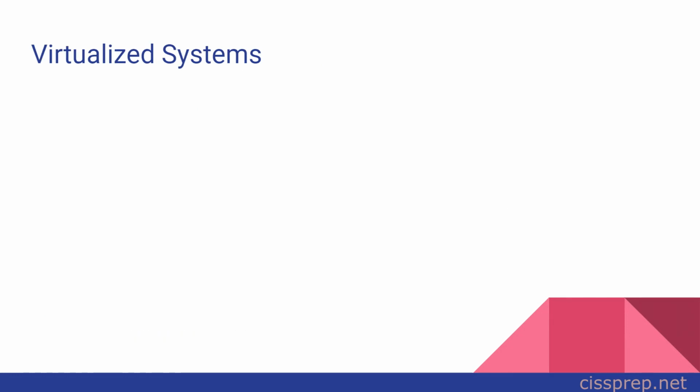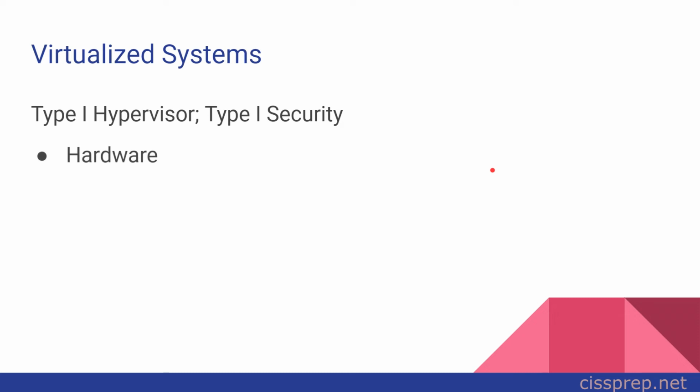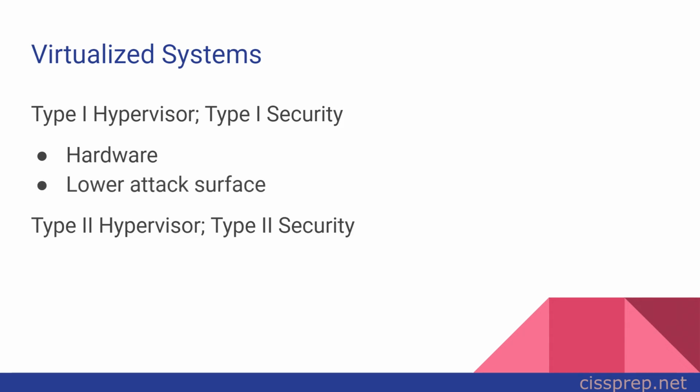Getting into hypervisors, if you've been studying, you should already know what those are, so we'll just jump into the added material here. Type 1 hypervisor has Type 1 security. I don't know if this is significant, but at least the numbers line up. Key points here are that Type 1 is running at the hardware level and has a lower attack surface. With Type 2 hypervisors and security, we have them running on the operating system, which means there are more vulnerabilities and that it's more attractive to attackers.